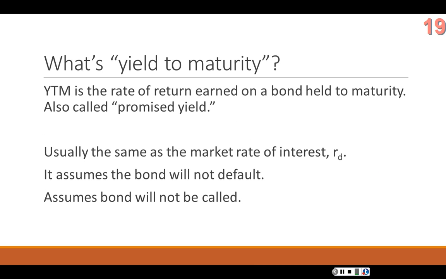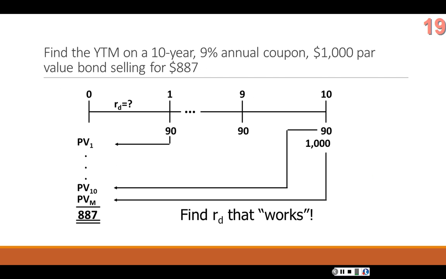Yield to maturity is the rate of return earned on a bond held to maturity. It's also called the promised yield. It's usually the same as the market rate of interest. It also assumes that the bond will not default and that the bond will not be called. So we can determine the yield to maturity for a bond. Here we have a 10-year 9% annual coupon bond with a $1,000 par value selling for $887. So basically we know 4 of the 5 components for time value of money, and so we know that we need to solve for the I/Y to get the yield to maturity.